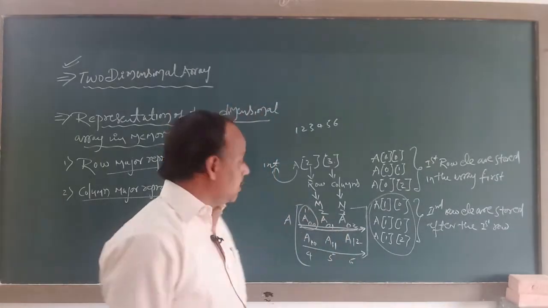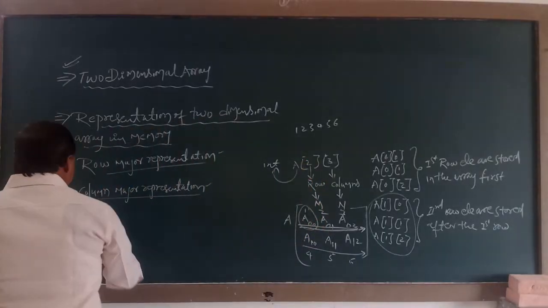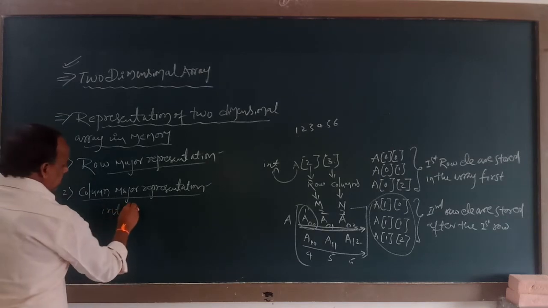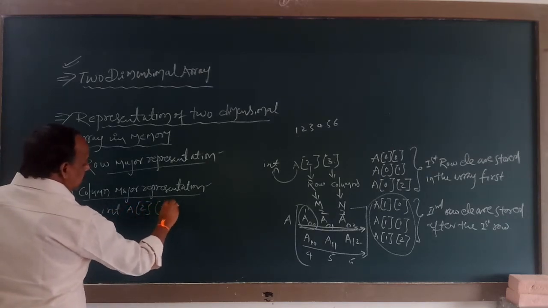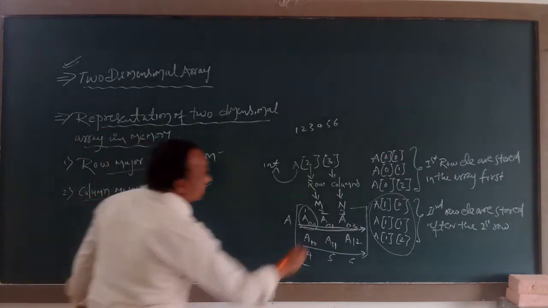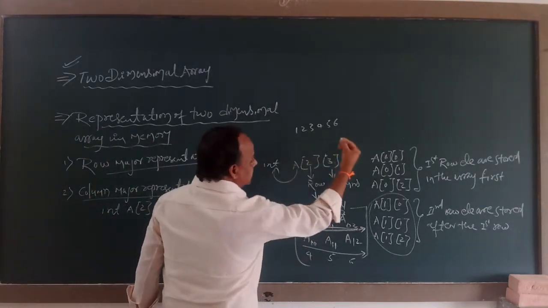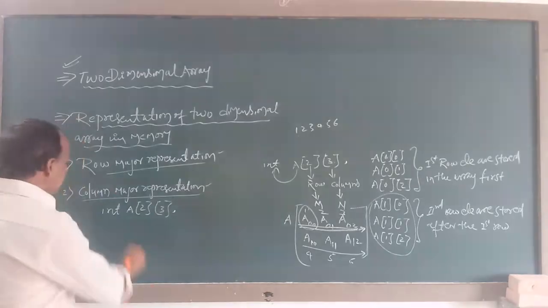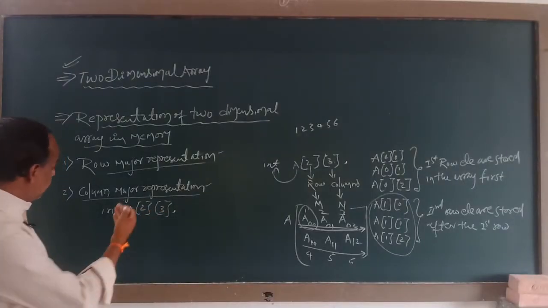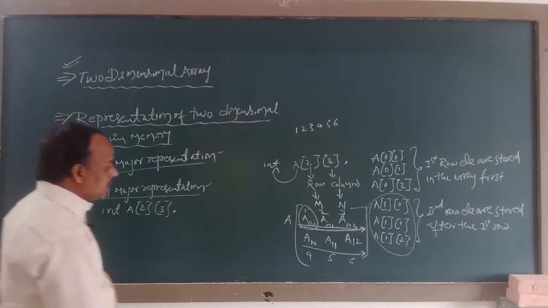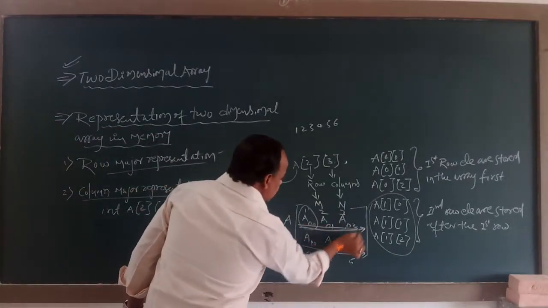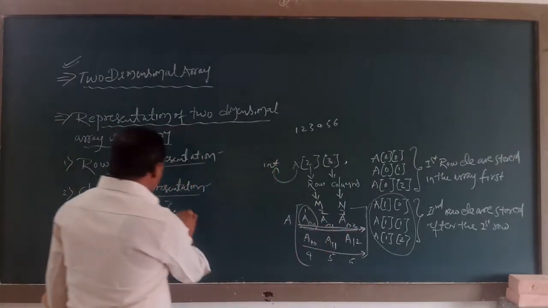For example, consider the same example, int A[2][3]. That is 2 rows, 3 columns. An array declaration ends with a semicolon, right? So 2 rows, 3 columns. Then how to represent column major representation? This is actually memory allocation for this order.